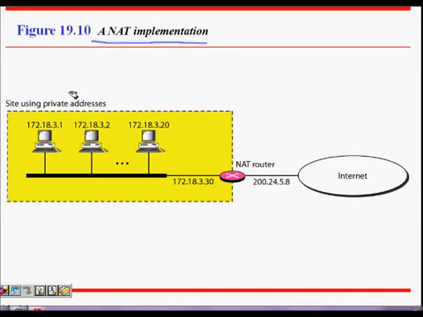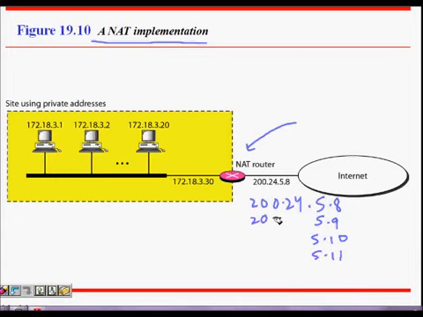Let's say we are a small enterprise, and initially we got four IP addresses from an ISP: 200.24.5.8, then 5.9, 5.10 and 5.11. We had four people, and we thought that would be sufficient to run our office, so we assigned one IP address to each of our machines.